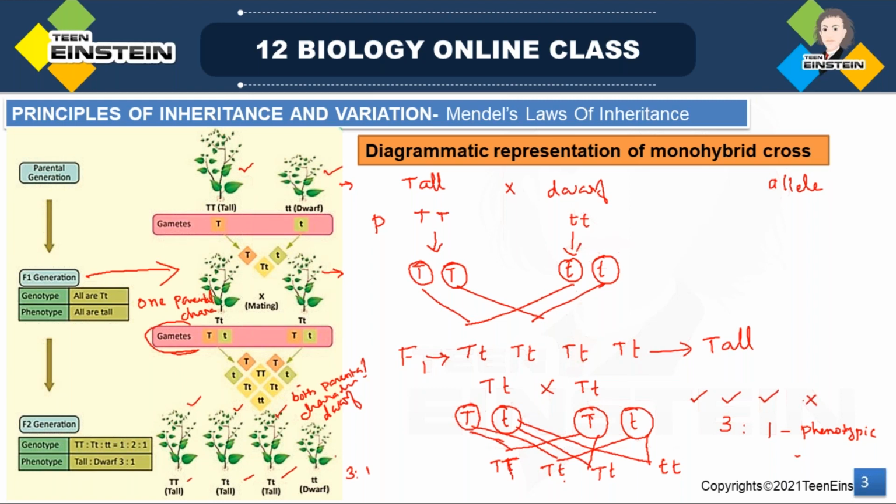How is that? The first 1 expresses the homozygous tall condition. 1:2:1, that is the genotypic ratio, right? In this, the 2 is the heterozygous tall, okay? And this last one is the homozygous dwarf. This is the condition. Got it?